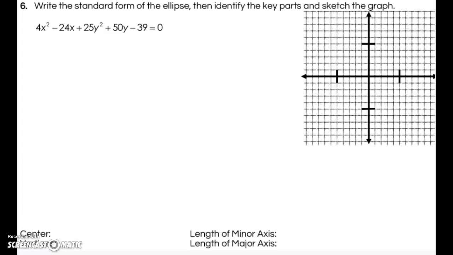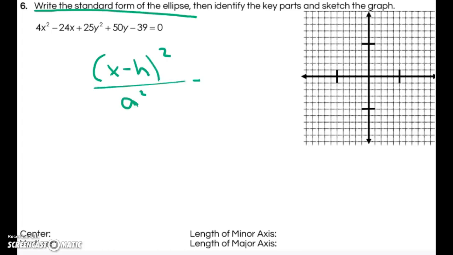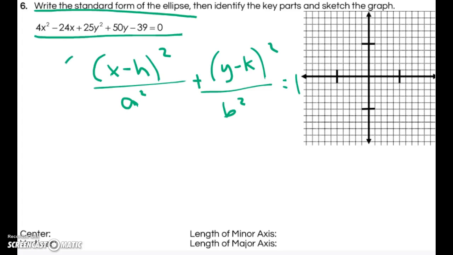Hello everybody. What we're going to try to do in this video is write the standard form of an ellipse if you are given an equation that is not in standard form. And as a friendly reminder, we talked about the standard form of an ellipse looking like (x minus h) squared over a squared plus (y minus k) squared over b squared equals 1. So our goal here is to turn this equation into this standard form, which involves a little bit more complicated completing the square.